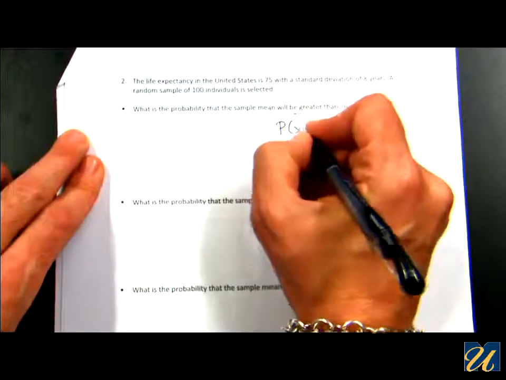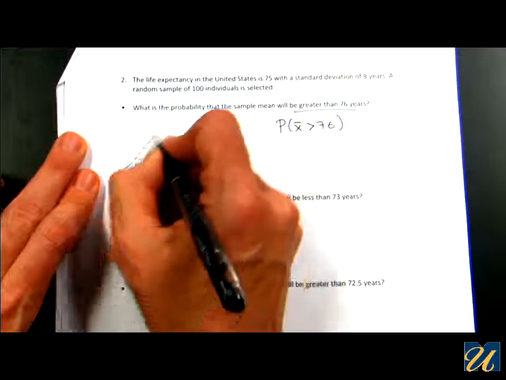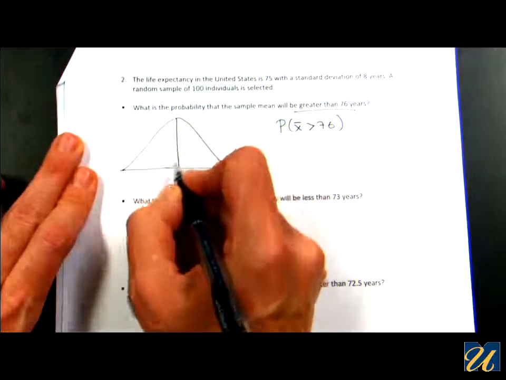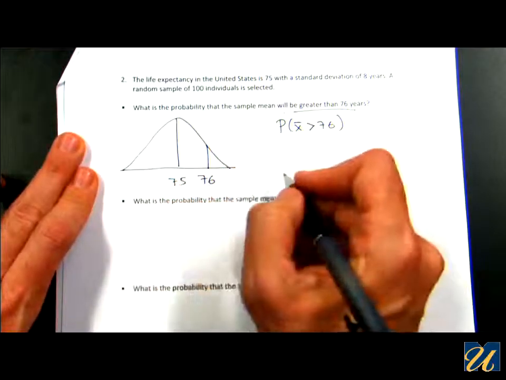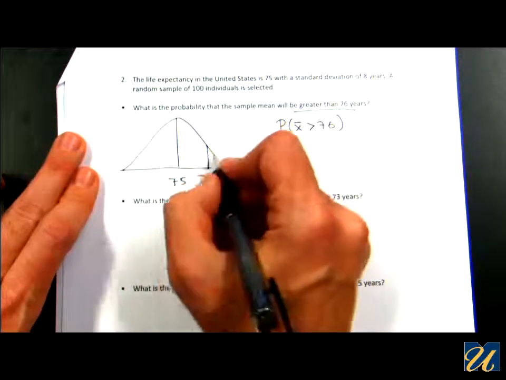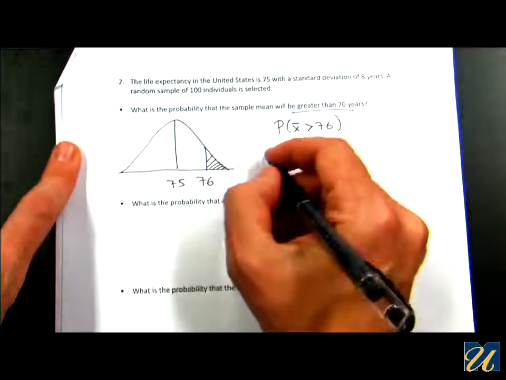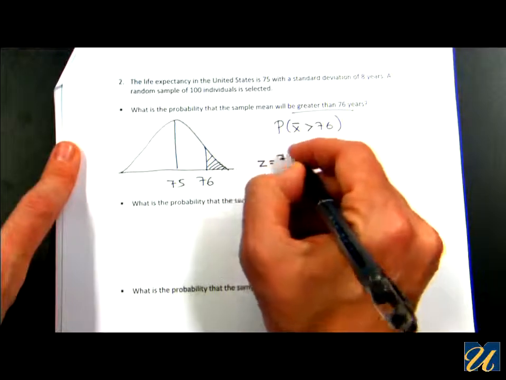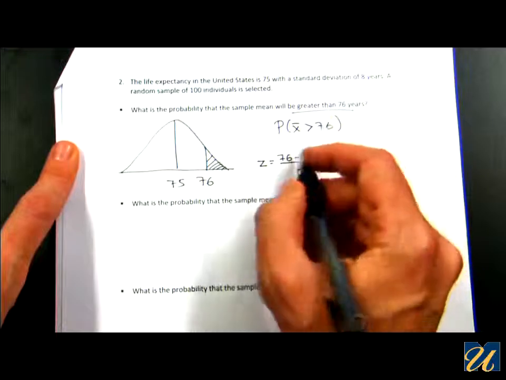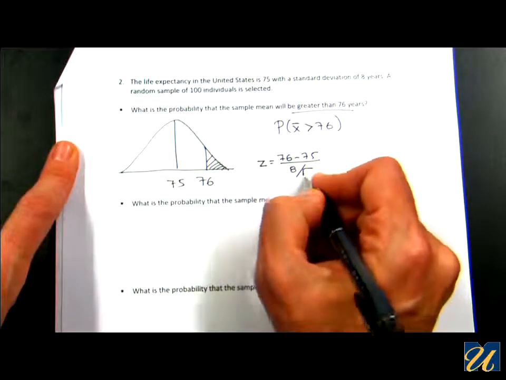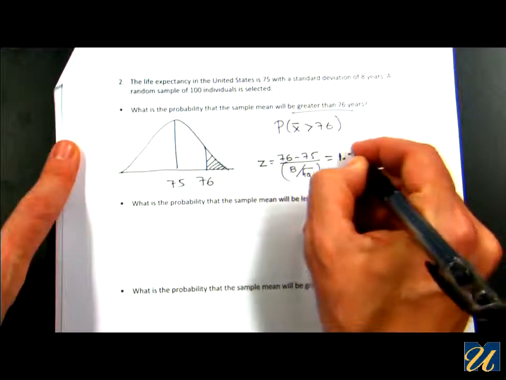So I'm looking for the probability of x bar to be greater than 76. Mu x bar is the same as mu, which is 75. 76 is to the right of the mean, and greater than 76, I'm looking for a right tail. We calculate the z-score, 76 minus 75 over sigma, which is 8, divided by square root of 100. So this will give me a z-score of 1.25.